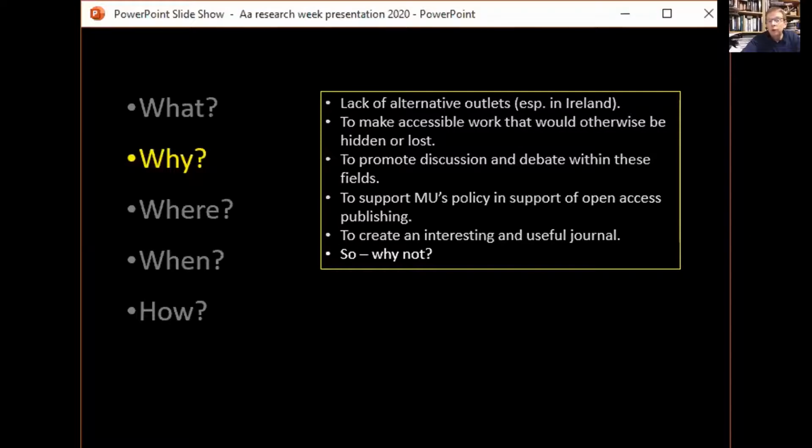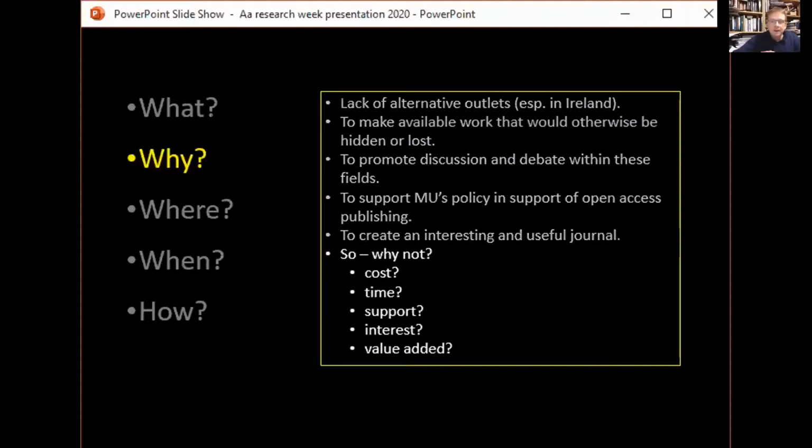So why not do it? Well, the truth is there are serious why nots. It's not an unproblematic proposition to put a journal together.